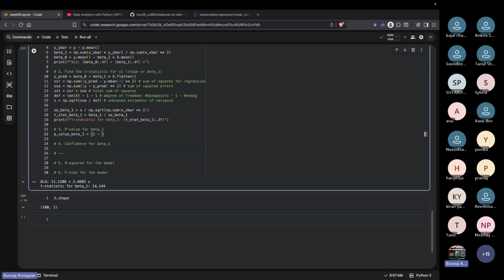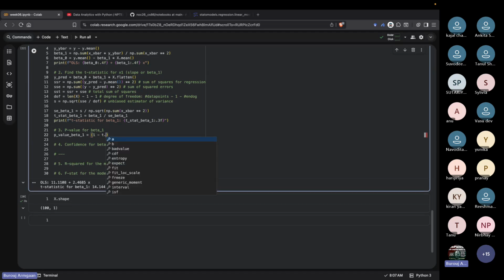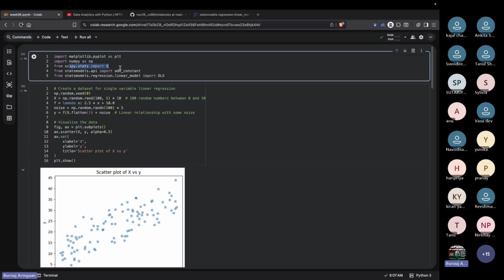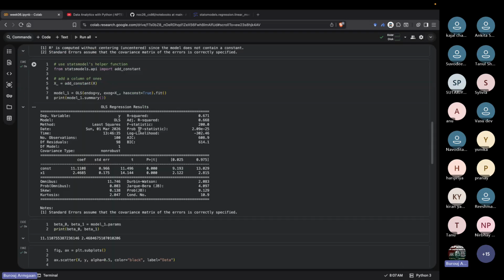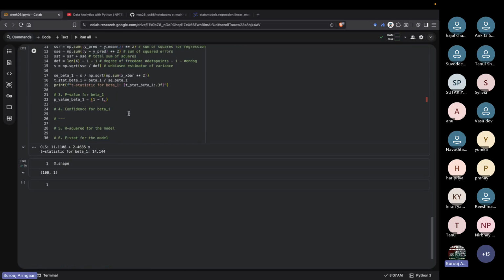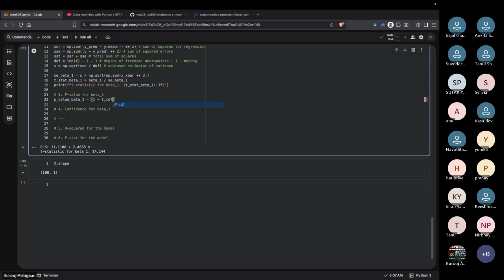we can take the right-hand side first, the higher tail, t dot. We have already imported t from scipy.stats, the t distribution. So what are we doing now? We take the t distribution CDF and we take the absolute value of our t statistic, and we pass the degree of freedom. Degree of freedom is equal to this, and we have to double this value because this is a two-sided test.